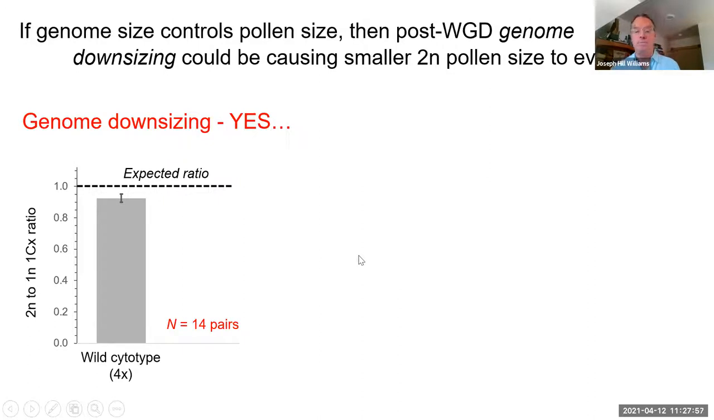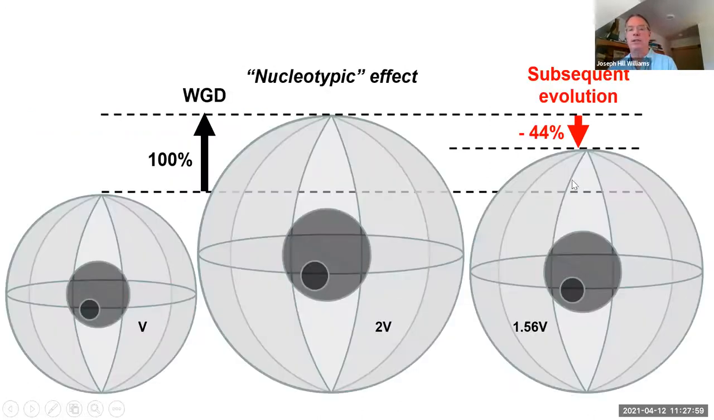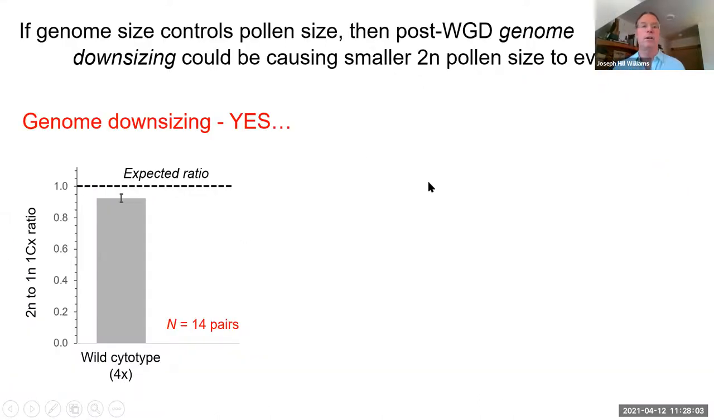I didn't set up the study to look at the mechanisms for that, but there were some things I could take a look at, and I just thought I'd try for genome downsizing first. If genome size controls pollen size, then after whole genome duplication, you should be going through genome downsizing as a result of relaxed selection on genes. And that could be causing smaller pollen size to evolve just as a correlated effect of that.